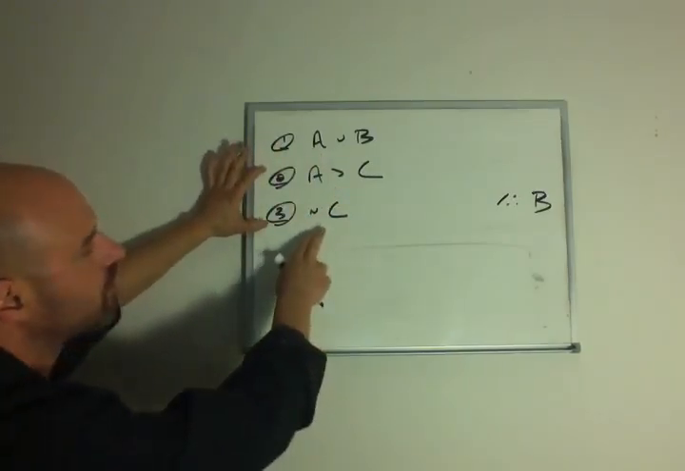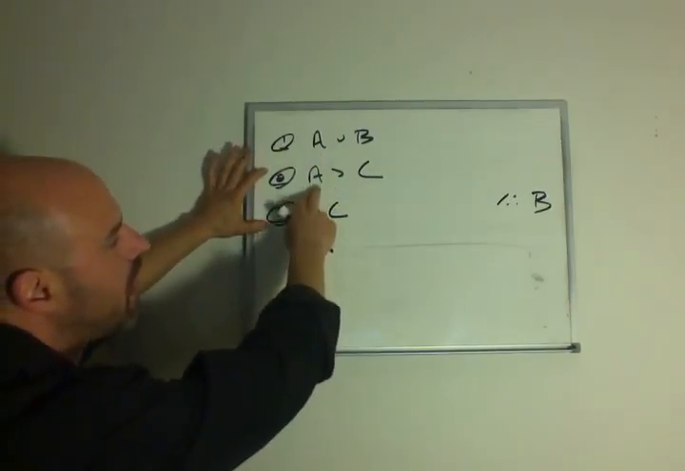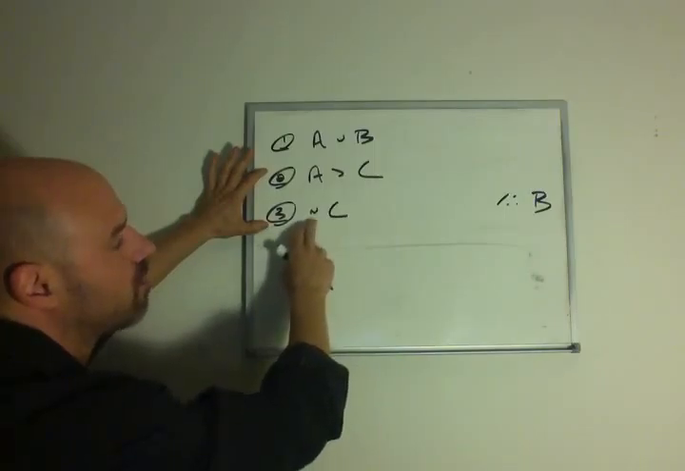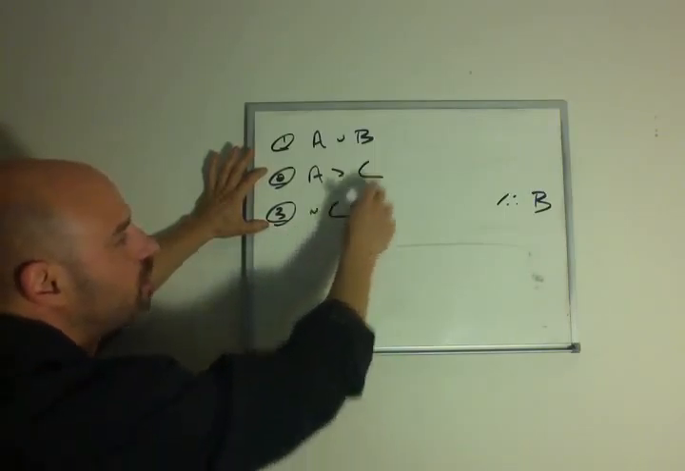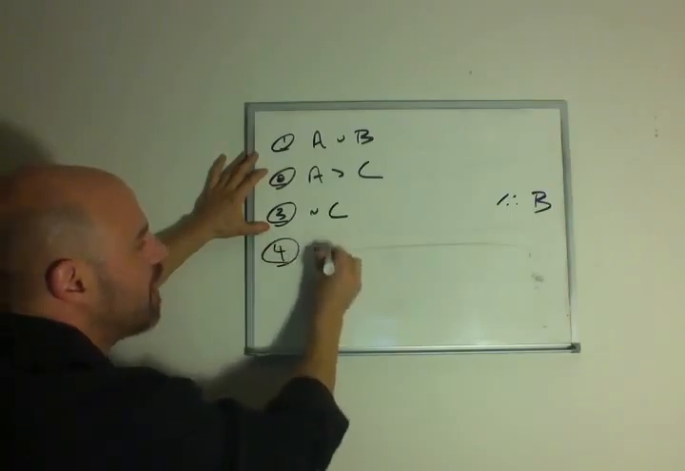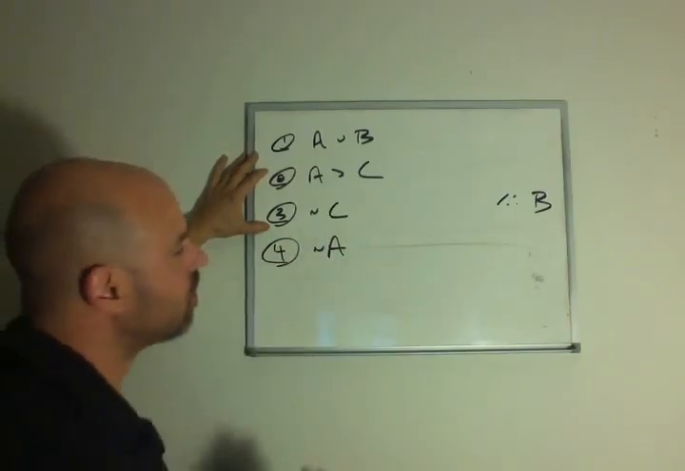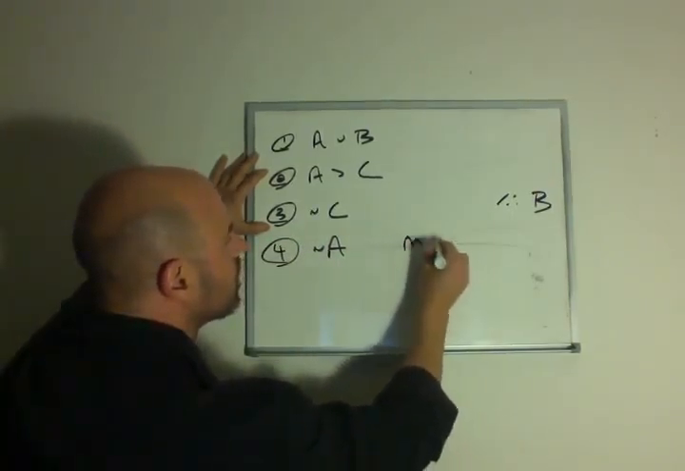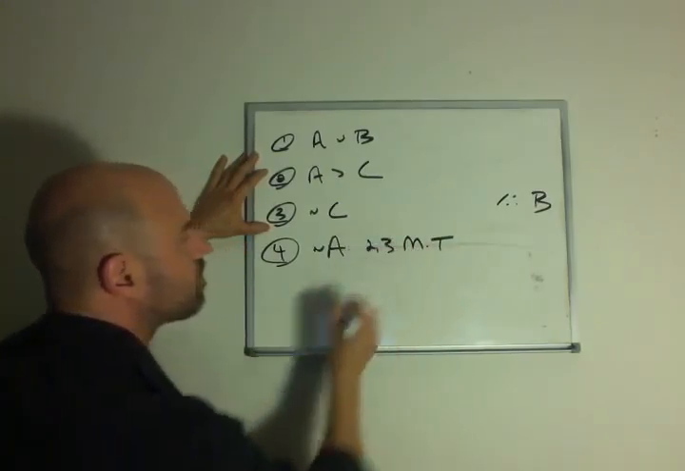Well, look at these two. Line 2 tells me that A implies C. Line 3 tells me that C is not the case. Well, if I put these two together, what am I going to get? I'm going to get not A, because of our second rule, modus tollens, on lines 2 and 3.